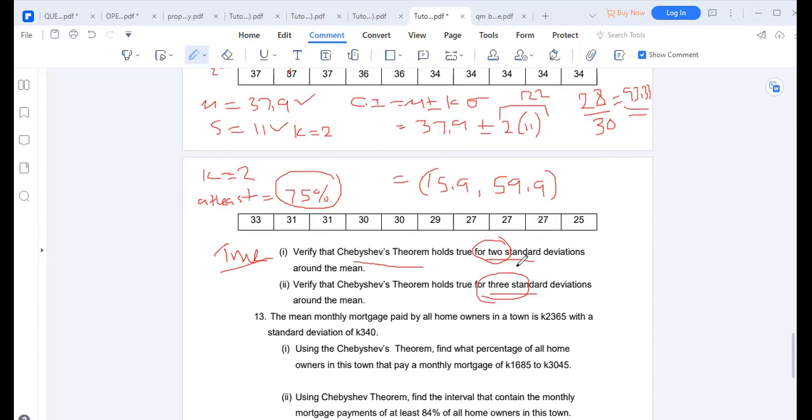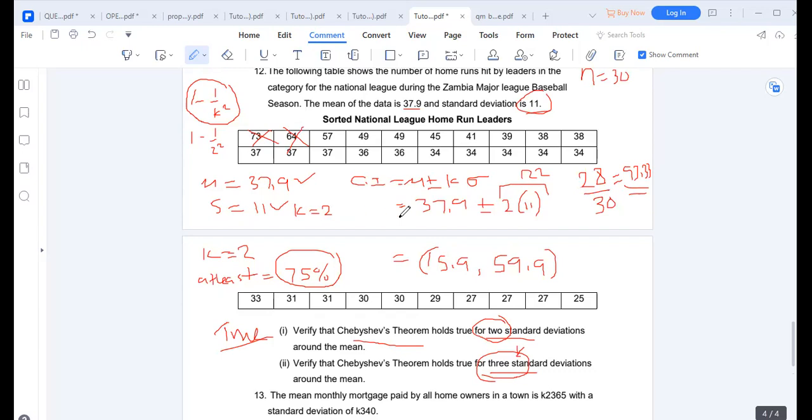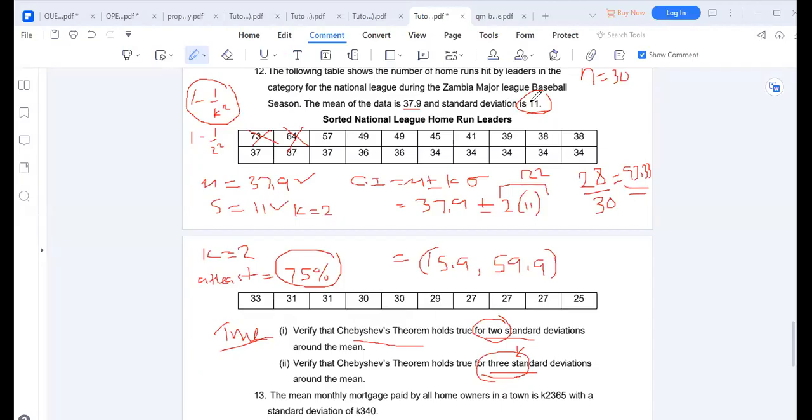3 means K is what? K is 3. So we need to recalculate the range. The range will change. Where there is 2, we're going to put what? 3. So this is what we're going to do. So mu plus or minus K sigma gives the range. So here our K is 3. So our mean was what? It's 37.9. Our K here is what? 3. Our standard deviation is 11. So this is the information we're using. 37.9, 11, and the K is 3.